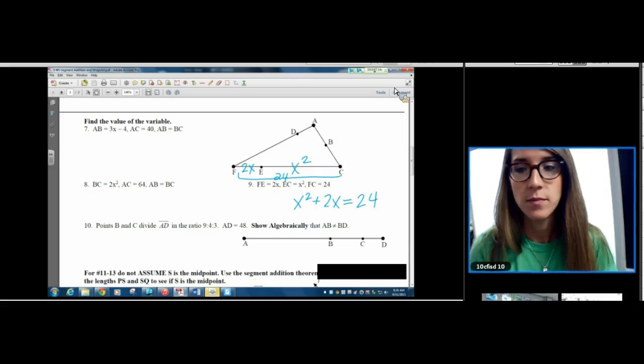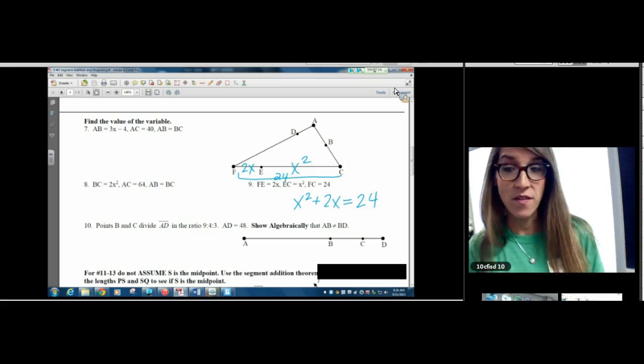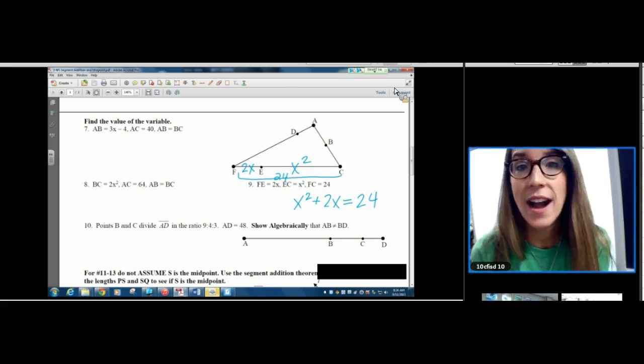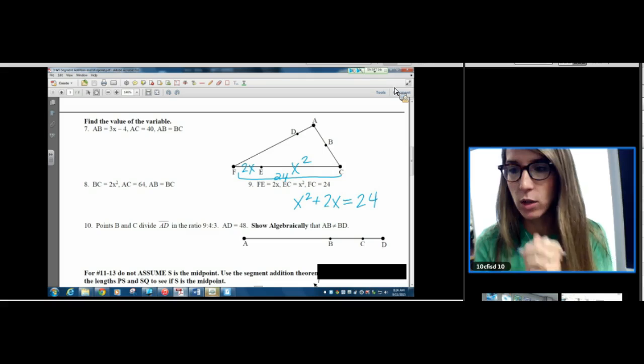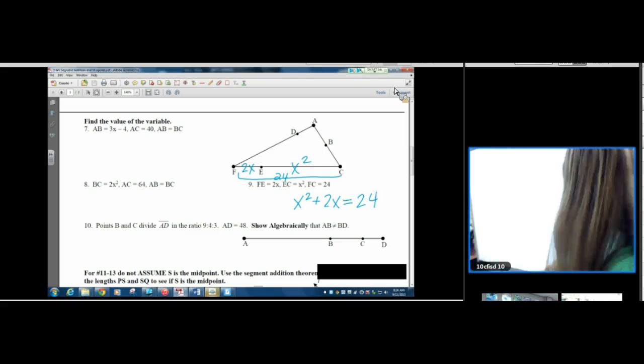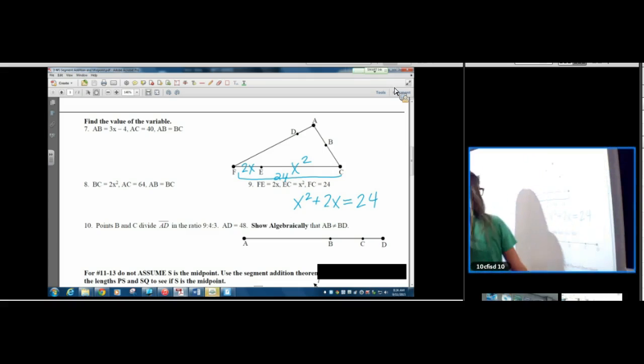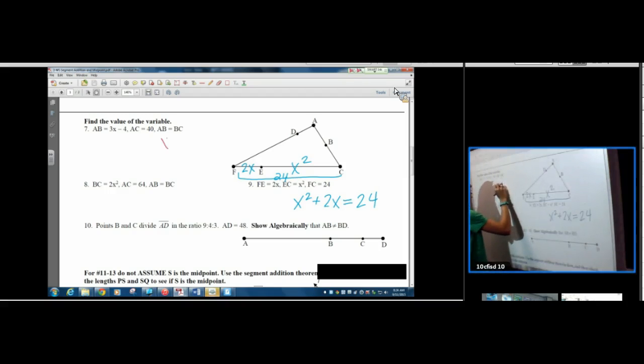That's a quadratic that has to be factored. 8 was a quadratic that didn't have to be factored. This one has to be factored because it has a middle term. Don't factor until you've brought everything to one side. So x squared plus 2x minus 24 equals 0.